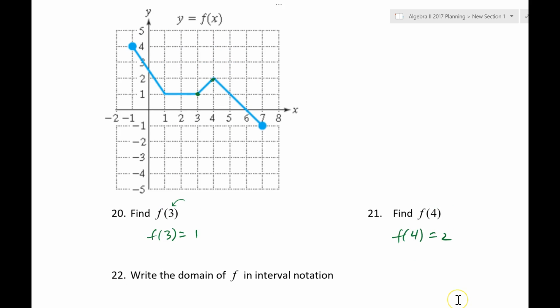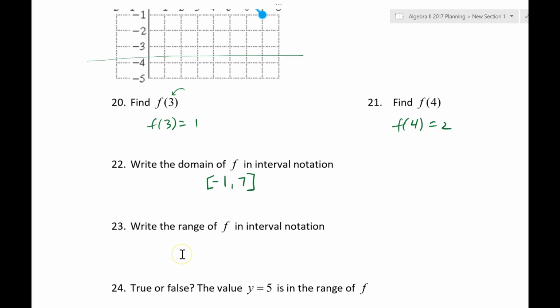The domain of f in interval notation. So the domain, again, is all the inputs that can go into this function. If we're scanning across this way in the x dimension, we can see the first and smallest input we can put in is -1. If we keep going, the largest input we can put in is 7, and these are rounded brackets, so -1 and 7 are allowed to be input. So we're going to put square brackets there, so -1 through 7 is the domain in interval notation.